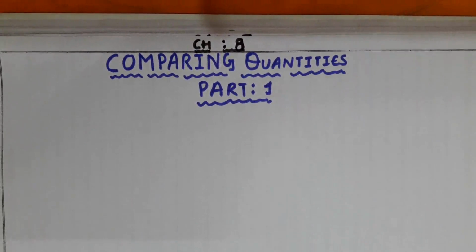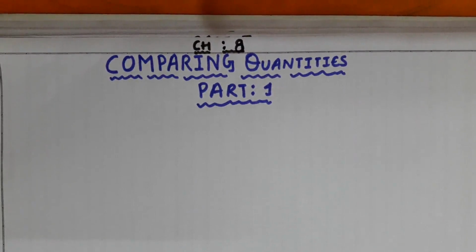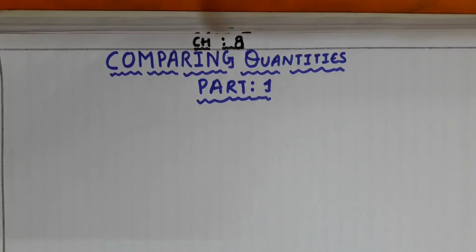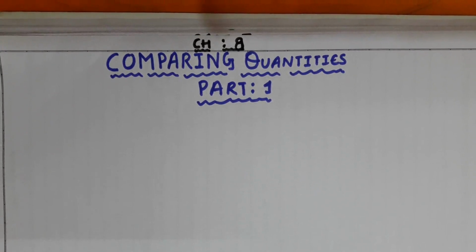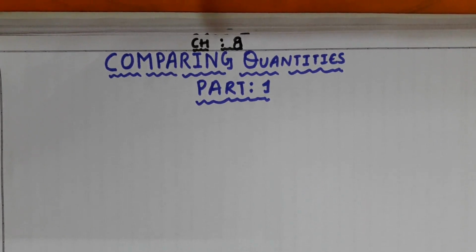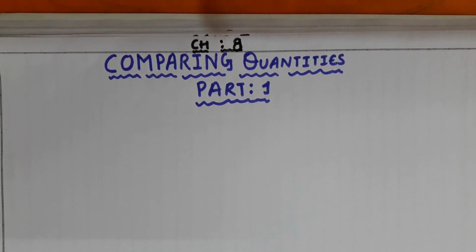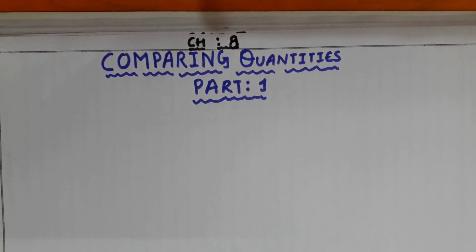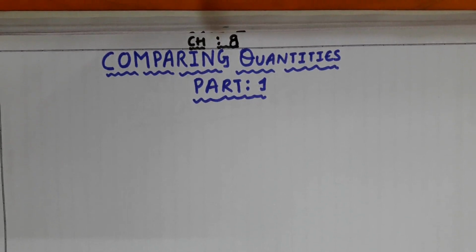Today we are going to start with a new chapter, chapter number 8, comparing quantities. This is part 1 of the same chapter. Today we are going to discuss only the introduction of this chapter, and what kind of questions we are going to face in this chapter.